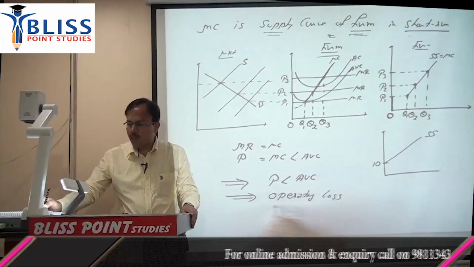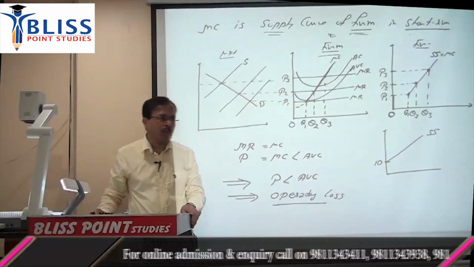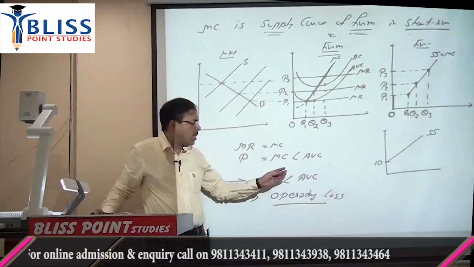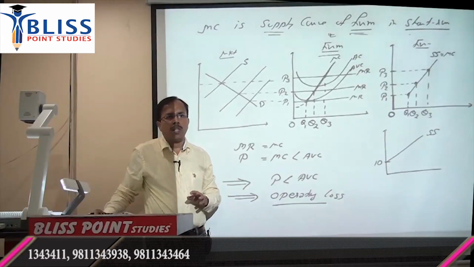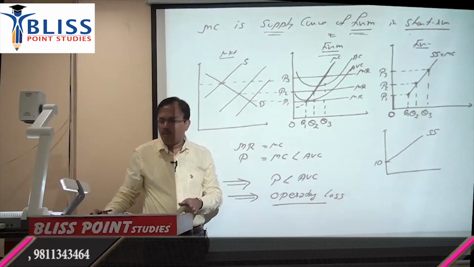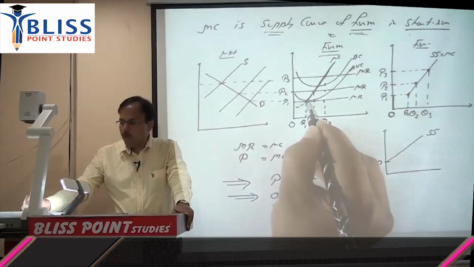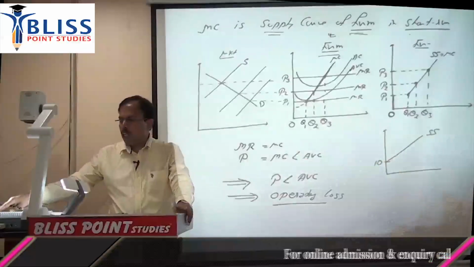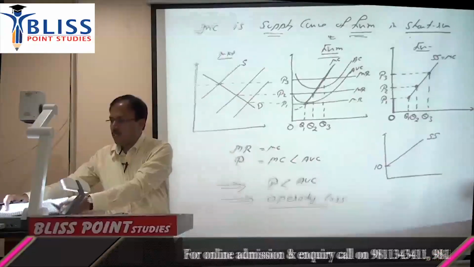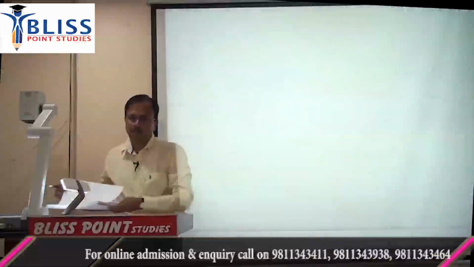So when there is operating loss, firm will not produce that quantity. So if price is less than average variable cost, there will be no production and there will be no supply. So supply curve will not exist below minimum point of AVC, क्योंकि वो शटडाउन प्राइस कंसिडर हो गया. अब ये डिस्क्रिप्शन हो गया फॉर वन इंडिविजुअल फर्म.